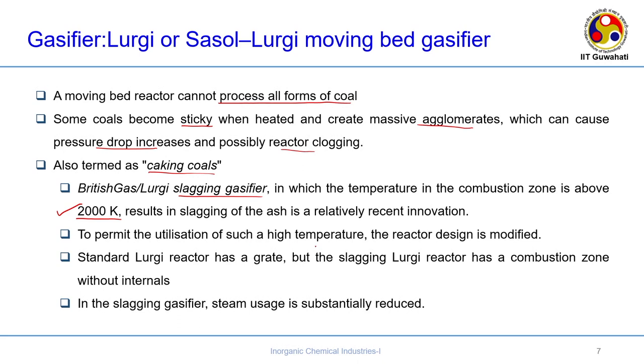To permit the utilization of such a high temperature, because 2000 Kelvin is pretty high, the reactor design has to be modified. The standard Lurgi reactor has a grate because the temperature is not that high, only 1300 Kelvin. But the modified version will not have a grate; it will have a combustion zone without those internals. In the slagging gasifier, steam usage is substantially reduced. Why? Because you do not have to send an extra amount of steam to modify the temperature. That is one big advantage. There is another advantage, which is the quality of ash, which I will take up later.